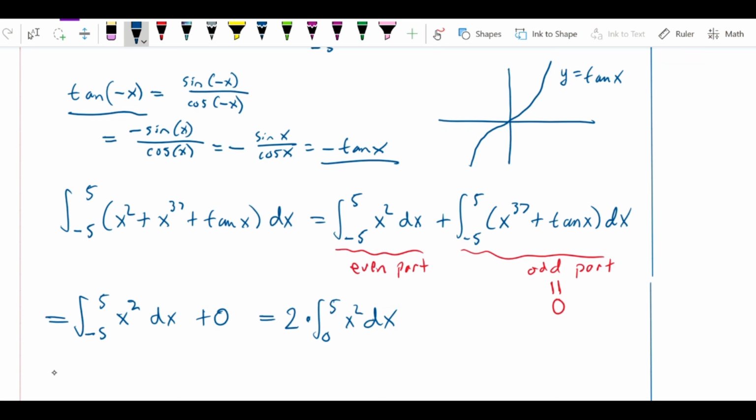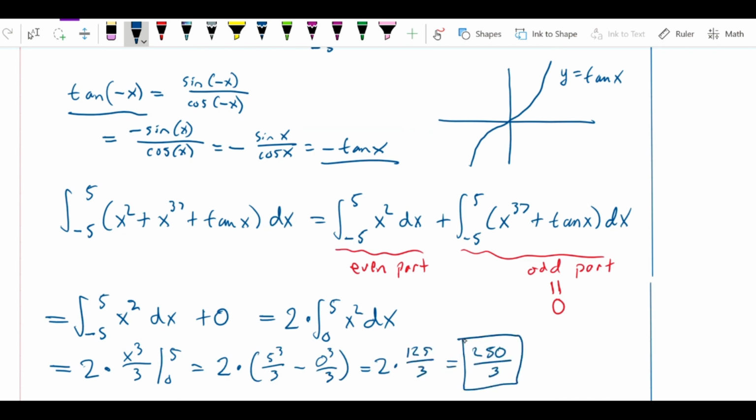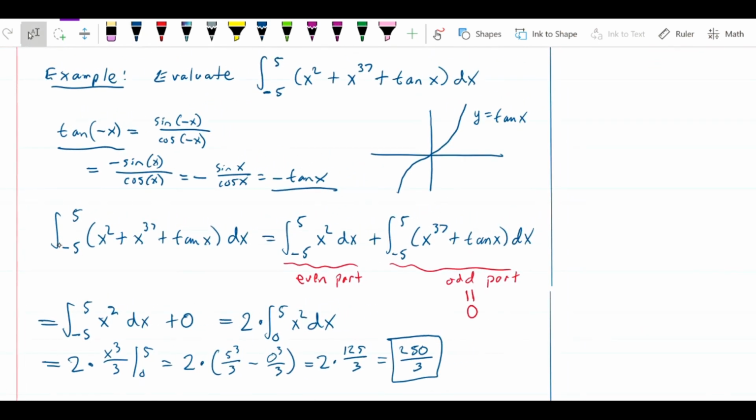We then use the property of integrating an even function from negative a up to a to simplify the integral even further. And we get an answer of 250 over 3. So this very complicated looking integral, it turns out, can be simplified using the properties of even and odd symmetry.